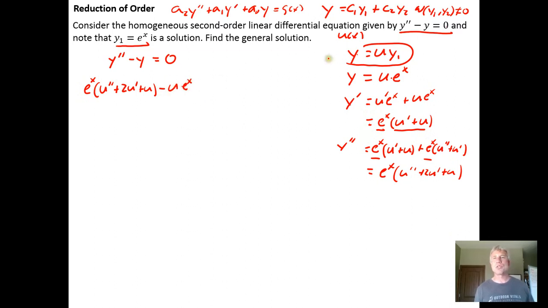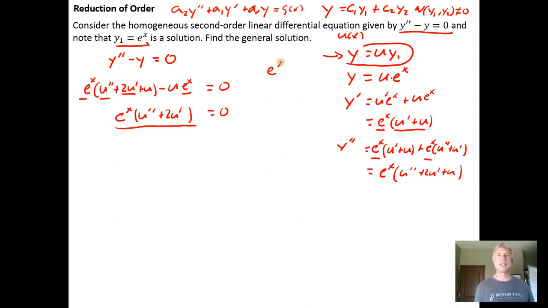And if this guy right here is a solution, this is going to need to equal 0. I see that I can factor an e to the x off both of those terms, so I'm going to pull the e to the x all the way out, times, I have a u double prime left inside. I have 2 u primes, and I'm going to get u minus u, so I won't have a u term. So for this to be a solution, this needs to equal 0, and what we know is that e to the x is never equal to 0. For any value of x that you choose, it's not equal to 0.